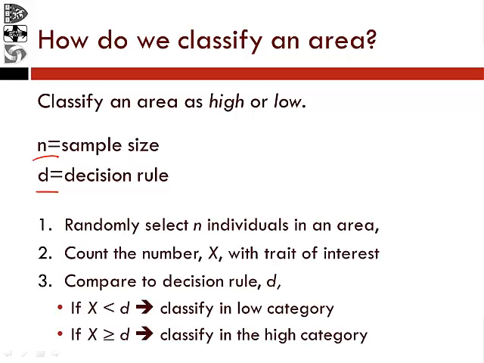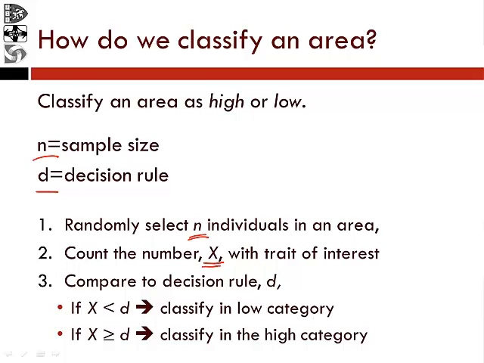So with the sample size and decision rule, this is how I do the classification. I randomly select my sample size from individuals in that area. And remember, this is a cross-sectional survey. So I close my eyes and I select my N individuals to be included in the study. I count the number with the trait of interest in that sample. So I randomly choose 100 children, and I count the number of children who sleep under a bed net. And I compare that number to my decision rule.